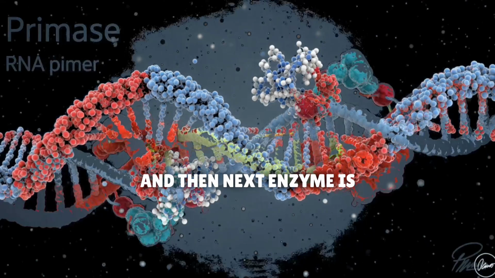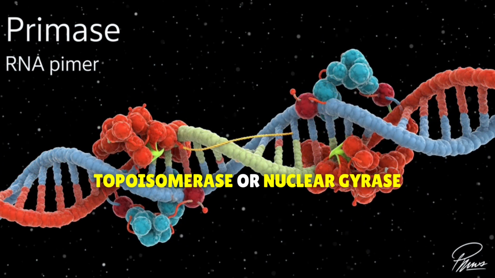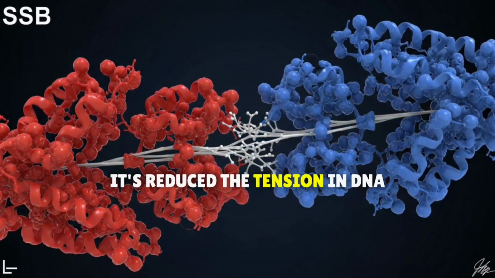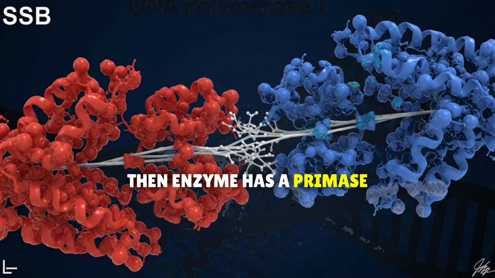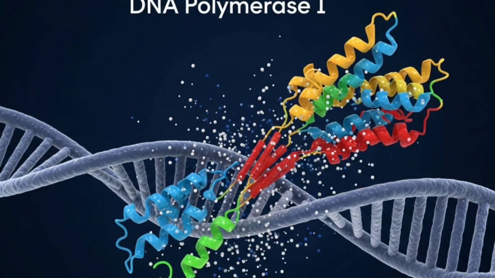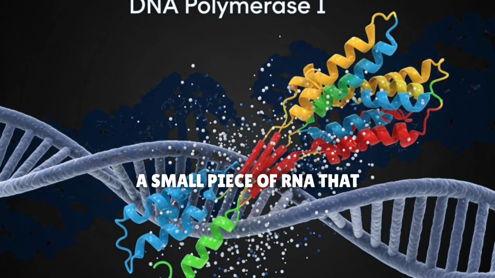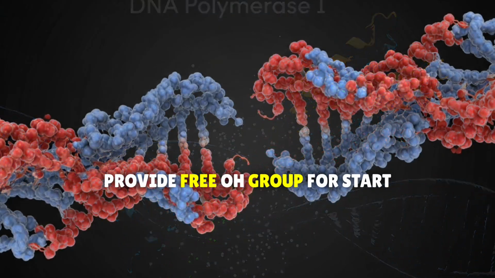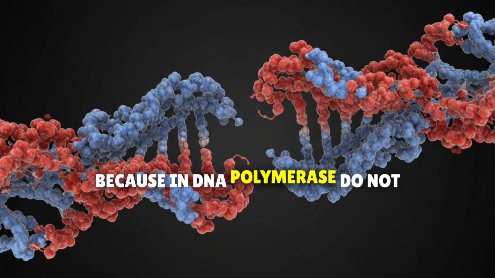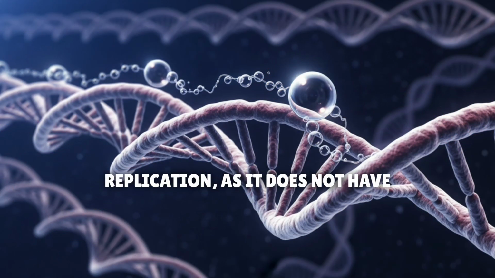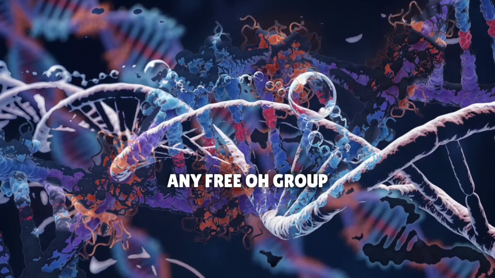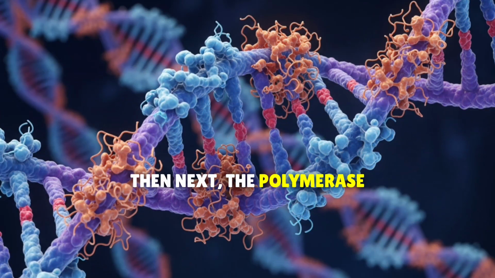Then the next enzyme is topoisomerase or DNA gyrase. It reduces the tension in DNA by cutting DNA strands. Then the enzyme primase synthesizes a small piece of RNA that provides a free OH group to start the replication. This is because DNA polymerase does not have the ability to initiate replication, as it does not have any free OH group. Then next, the polymerase.